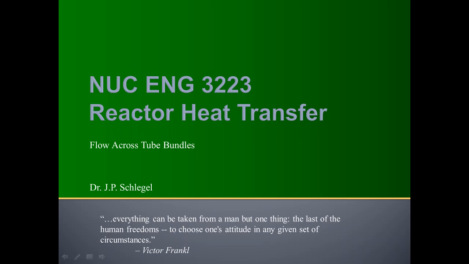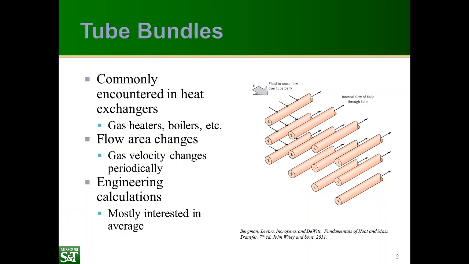We're going to talk right now about tube bundles, flows across tube bundles. Now these are very important in engineering because they're used for heat exchangers, and these heat exchangers are for everything from power plants to electronics, but they all look the same on a given scale. So we see these in a wide range of gas heaters, boilers, things like that.